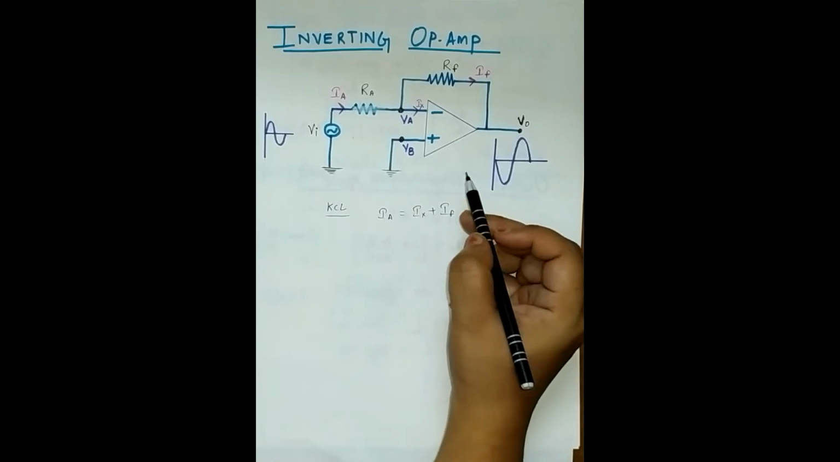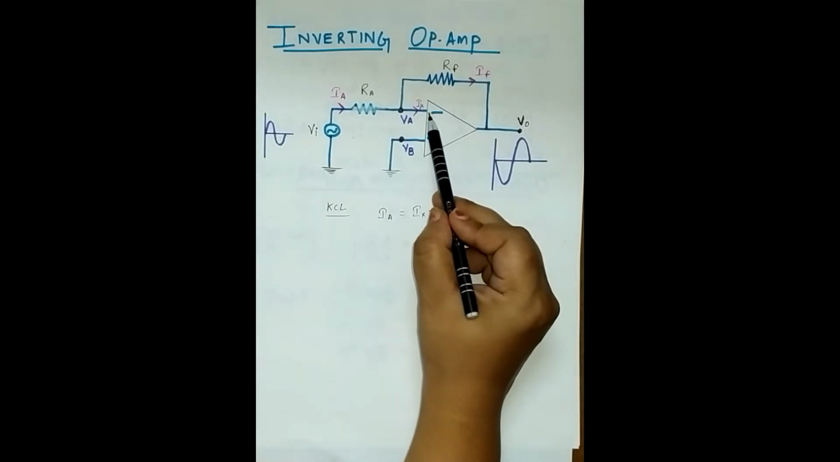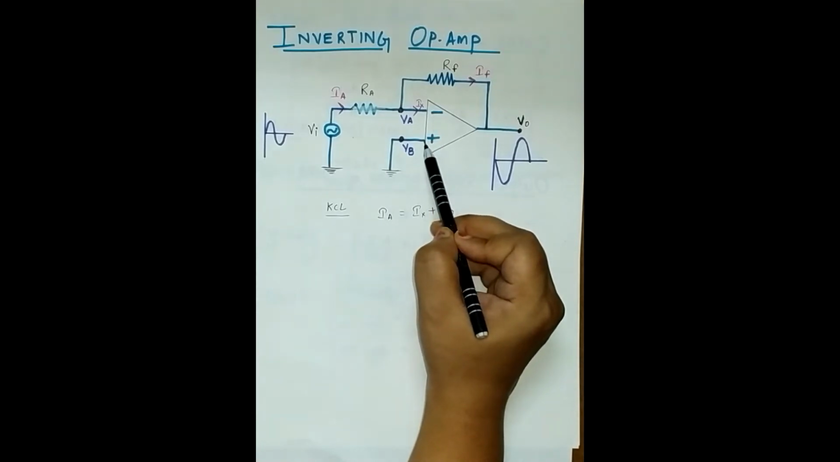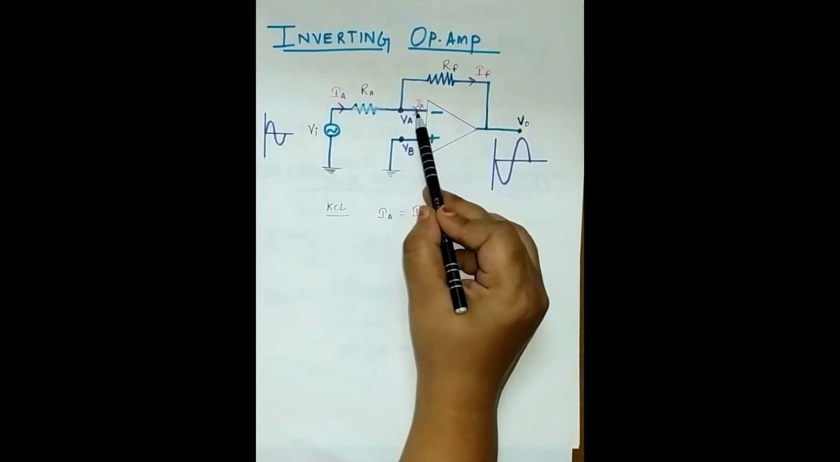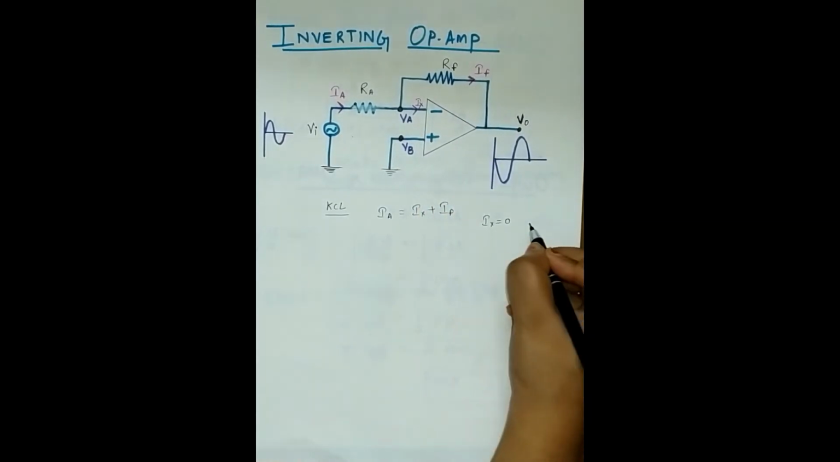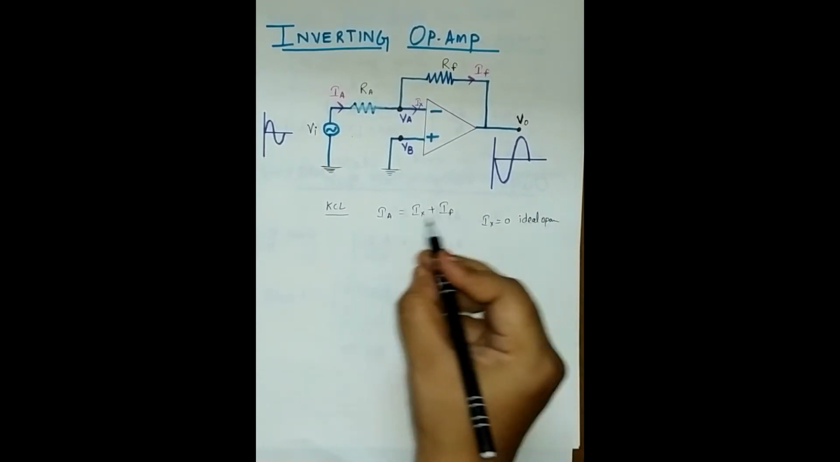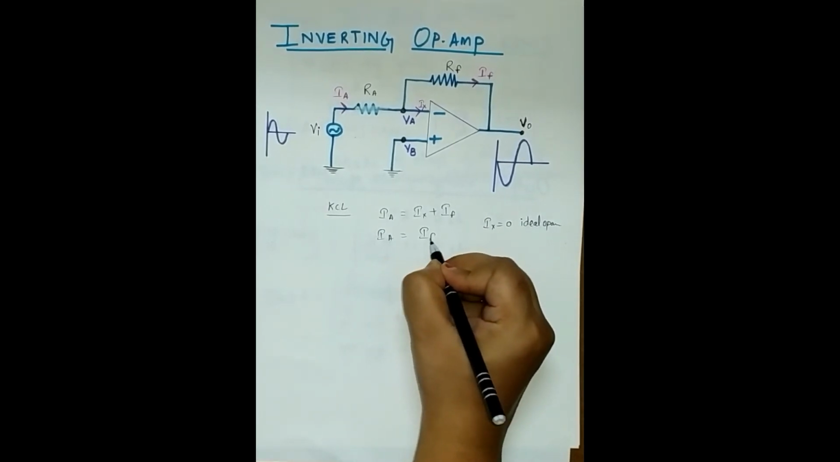Now if you remember, I have told you that in an ideal OPAMP, the internal input resistance, which is over here, is very high, or the internal input impedance is very high. So in that case, this IX is 0. So in an ideal OPAMP, IX equals 0. We will apply it over here. So IA will be equal to IF.